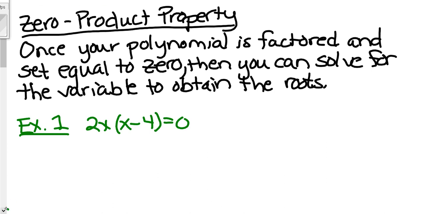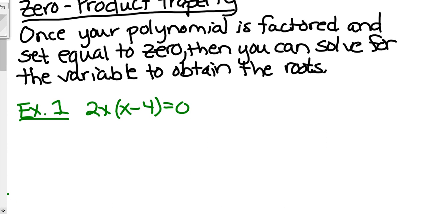Example 1: 2x times x minus 4 equals 0. Now, 2x times x minus 4, that's already factored. Normally, you would be given the standard form, and then you would have to factor it. That's what we've been working on for the past 4 days, just factor. But in this case, your information is already factored and set equal to 0. So now all we have to do is solve. You got the easy part. They factored it for you. You're just doing the solving.